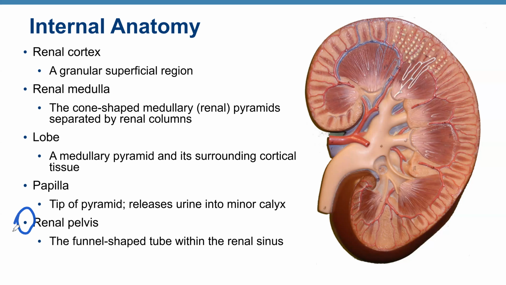The renal pelvis is a funnel-shaped tube within the renal sinus. This area where you see blood vessels is called the renal sinus, and this part is the renal pelvis. Major calyces bring urine to the pelvis. So I would say number 5 here is a minor calyx, and I believe number 4 is the renal pelvis. I don't know why it's a little bit on the side, but if you put it right here in the middle, that would be the renal pelvis.